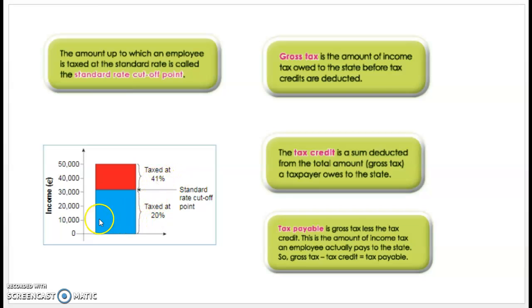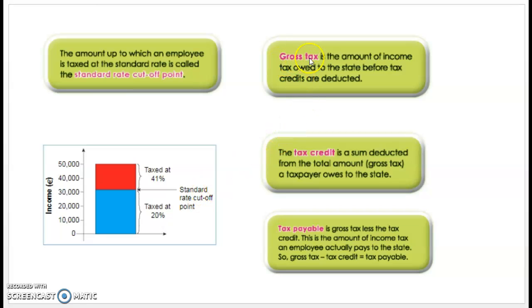If you earn, say, €10,000 in here, you still only pay 20% of that. If you earn €20,000, you pay 20% of that. If you earn €40,000, up to 30,000, 20% of that will be paid. Then the part above the 30,000, which would be, say, 10,000, 41% of that 10,000 will be paid in tax. So this point here is called your standard rate cut-off point. That is a term you need to recognize and know.